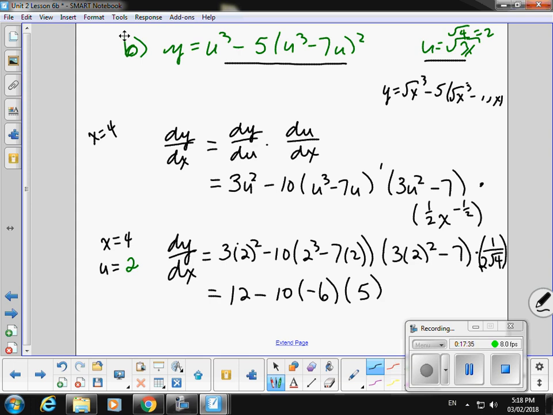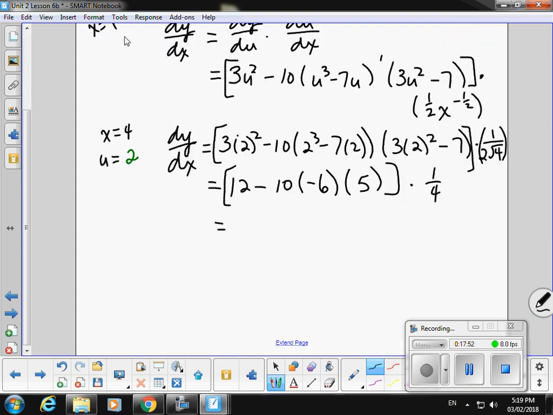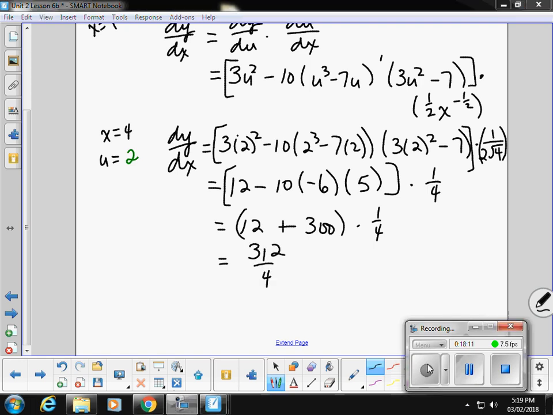All of that. I should have put that all in brackets, just for sake of clarity. That times 1/2 times 2 is 1/4. Okay. 12 plus 60 times 5. Okay, 312 fourths, which simplifies to 78.